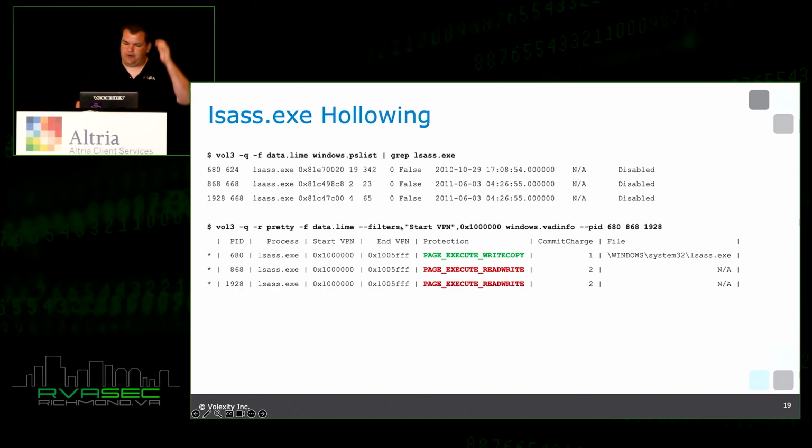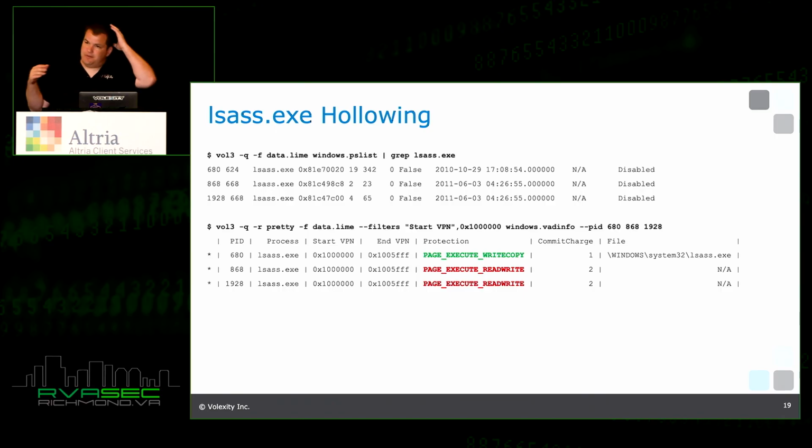Versus what we can do: Volatility has the new filters feature, which is super nice. So in this case, inside the 3 LSASS processes, we're saying show us only the VADs that start at this address, the one with the zeros behind it, that's where the executable gets mapped. And so what we're looking at here, you can see it's PID 680, PID 868, and 1928, and we're trying to figure out which one is malicious. If you look very quickly at where the main executable is, in this one it's execute write copy, and it maps a file. In the other 2, it's page execute read write, which doesn't make sense, and it doesn't even map a file. So in one invocation of the plugin, you can very quickly figure out that the malware is there.